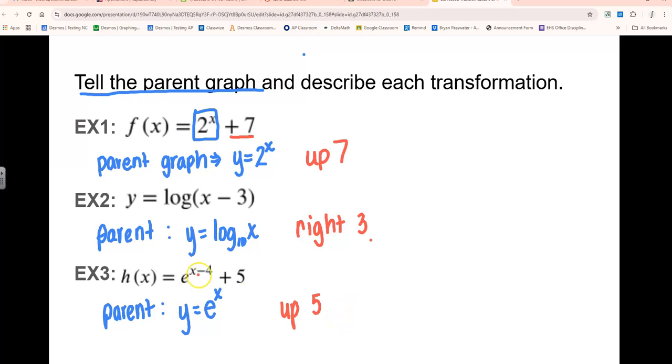Heston, that -4 is doing something to our graph as well. What is it doing? Nope. Right. So if it's in the exponent, it is like being in parentheses, right? That's where our parentheses are, even though they're not written. So it has to go the opposite direction. So even though it's negative, which makes you think left, it goes to the right. So this would go right 4.